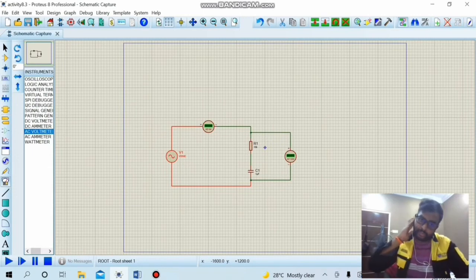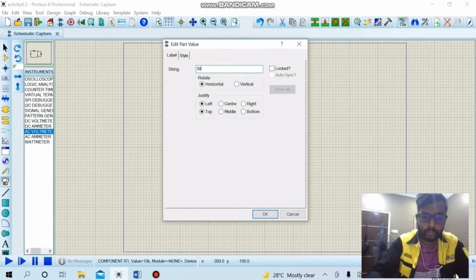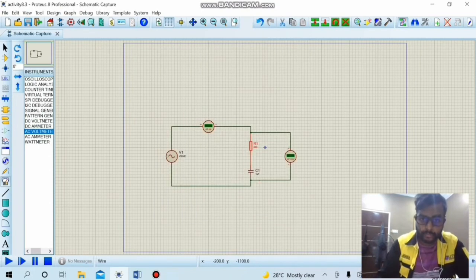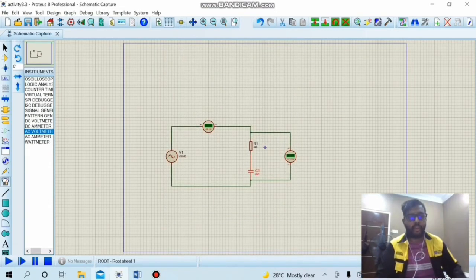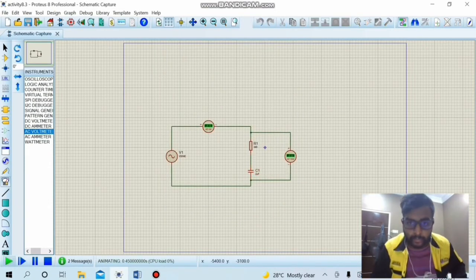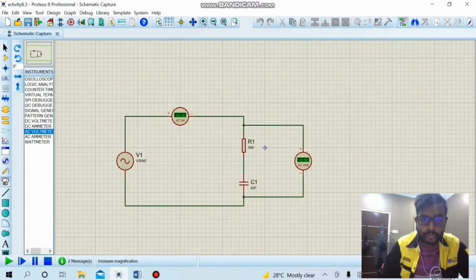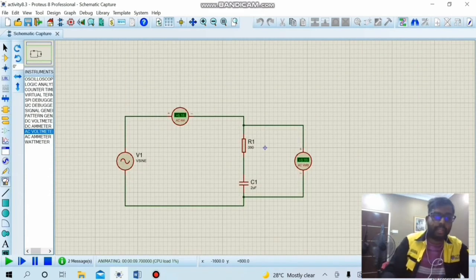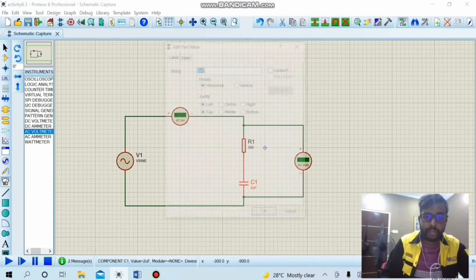For the first case, we are going to use a resistor value of 390 ohms and a capacitor of 2 µF, and now we run the program. The voltage recorded is 9.99 volts and the current is 6.16 milliamperes.